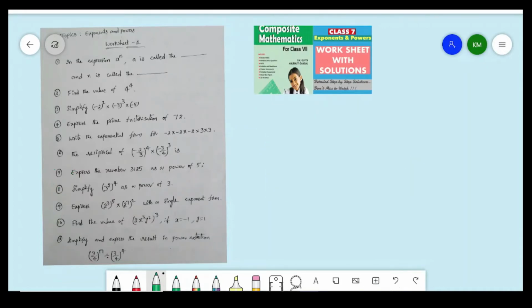Let us move to the next problem, number 9. Express (2^3)^5 multiplied by (2^7)^2 in a single exponential form. So the given expression is (2^3)^5 multiplied by (2^7)^2. Again the same formula which we used in the previous one: (a^m)^n is always equal to a^(m×n).